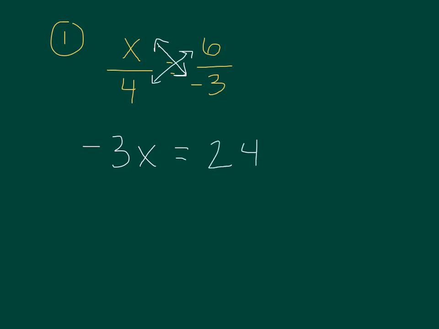So once I've cross multiplied, now it's just a normal solving problem. How am I going to get x by itself? Divide both sides by negative 3, and you're going to get x equals negative 8. Okay, so that is how you solve a proportion.